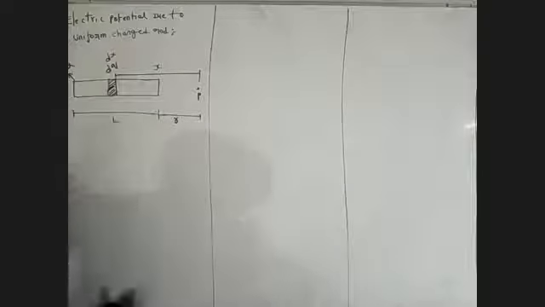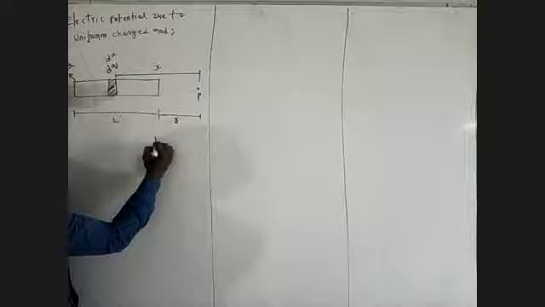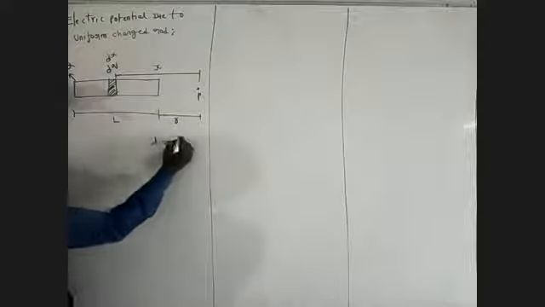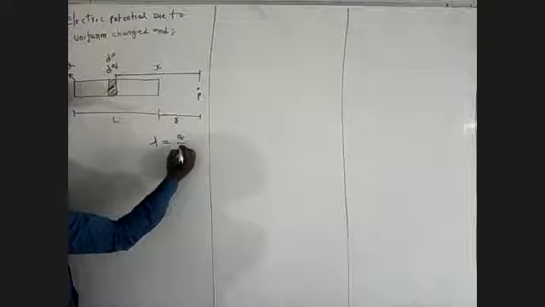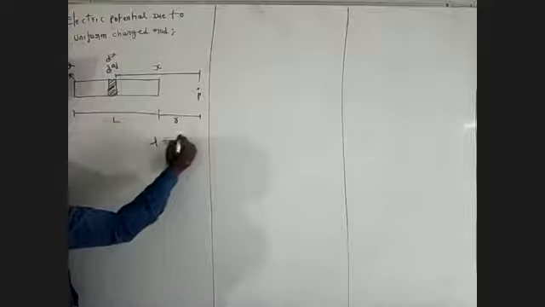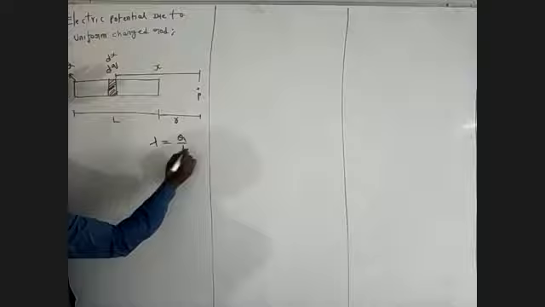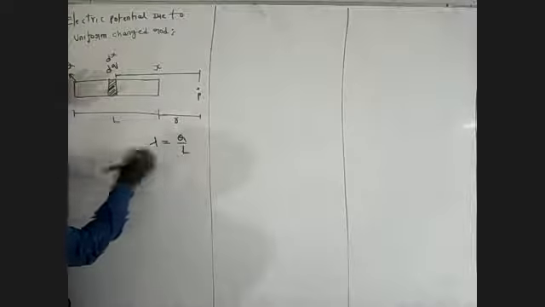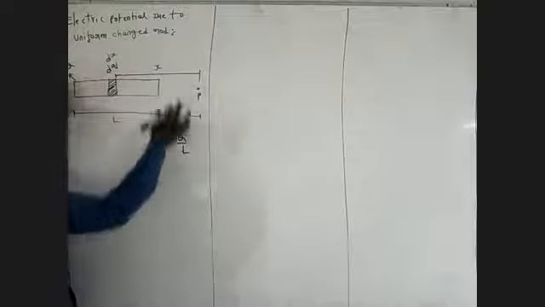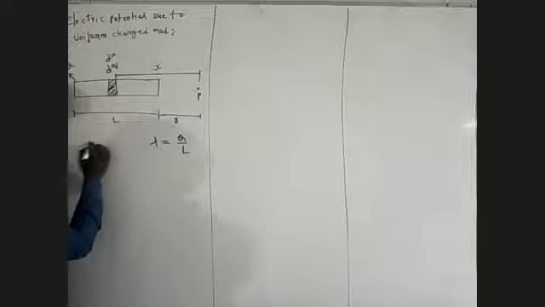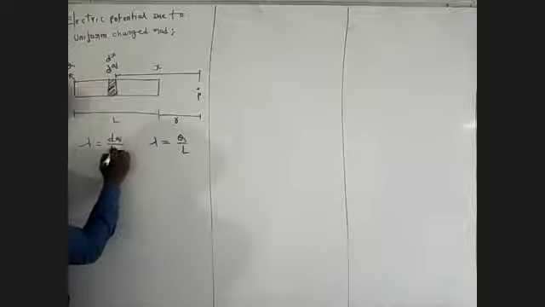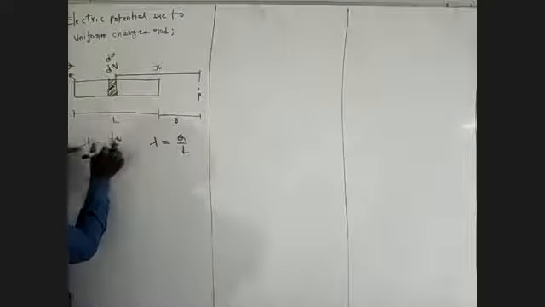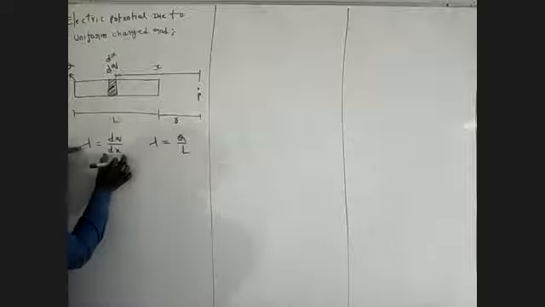How can you find it? First of all, the linear charge density is charge per unit length, that is, total charge Q divided by the total length of the rod. Suppose lambda is equal to dq by dx, a small charge per small length.